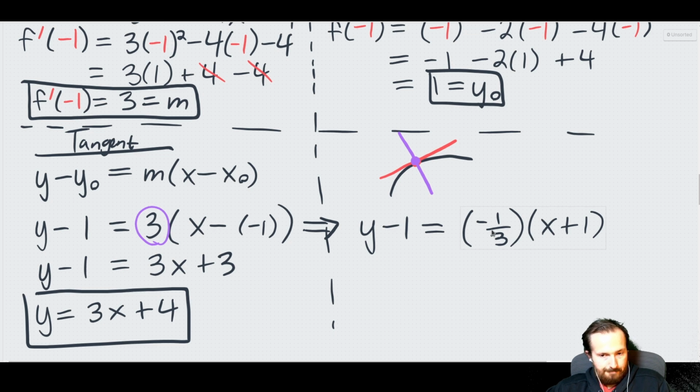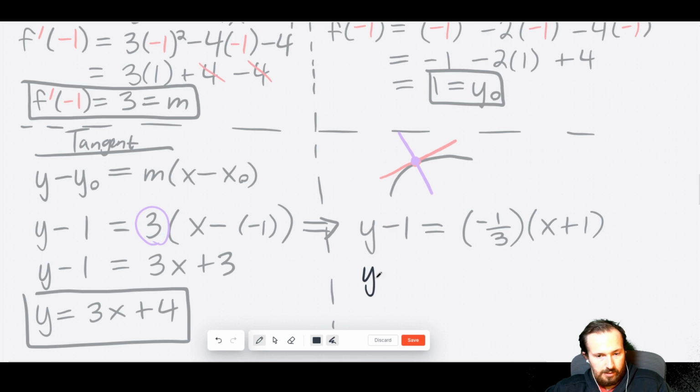So there you go. Once you find the tangent line, you really just go to point-slope form, keep the same x and y coordinate, but just take the negative reciprocal of the slope. That'll give you the normal line. So this is the equation for the normal line, and we can simplify this down a little bit more.